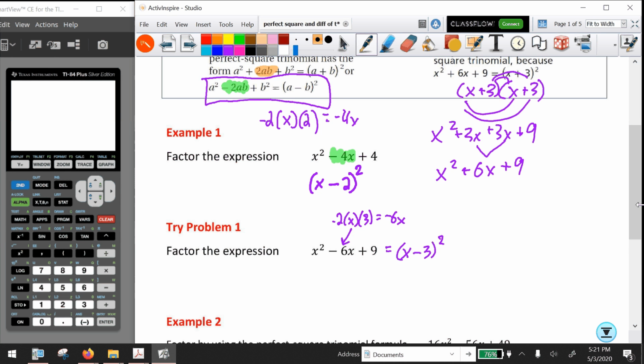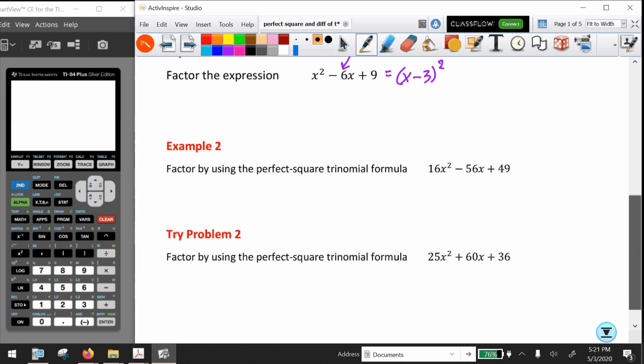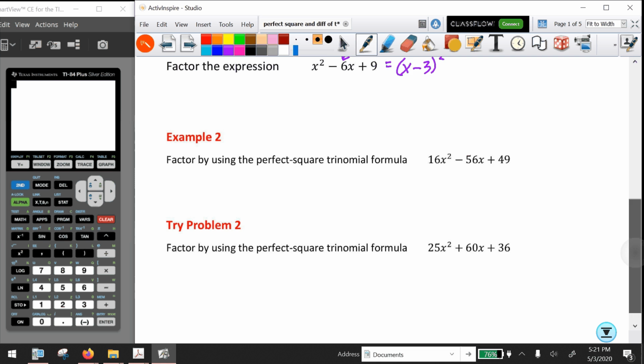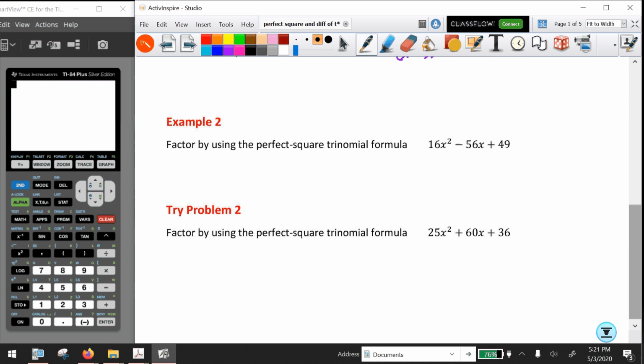Let's do another example. Factor by using the perfect square trinomial formula. This one has a leading coefficient. We're going to still handle it the same way. We have to verify. We ask ourselves, does this middle term equal -2 times the square root of the first term times the square root of the third term? Is that equal to -56x?